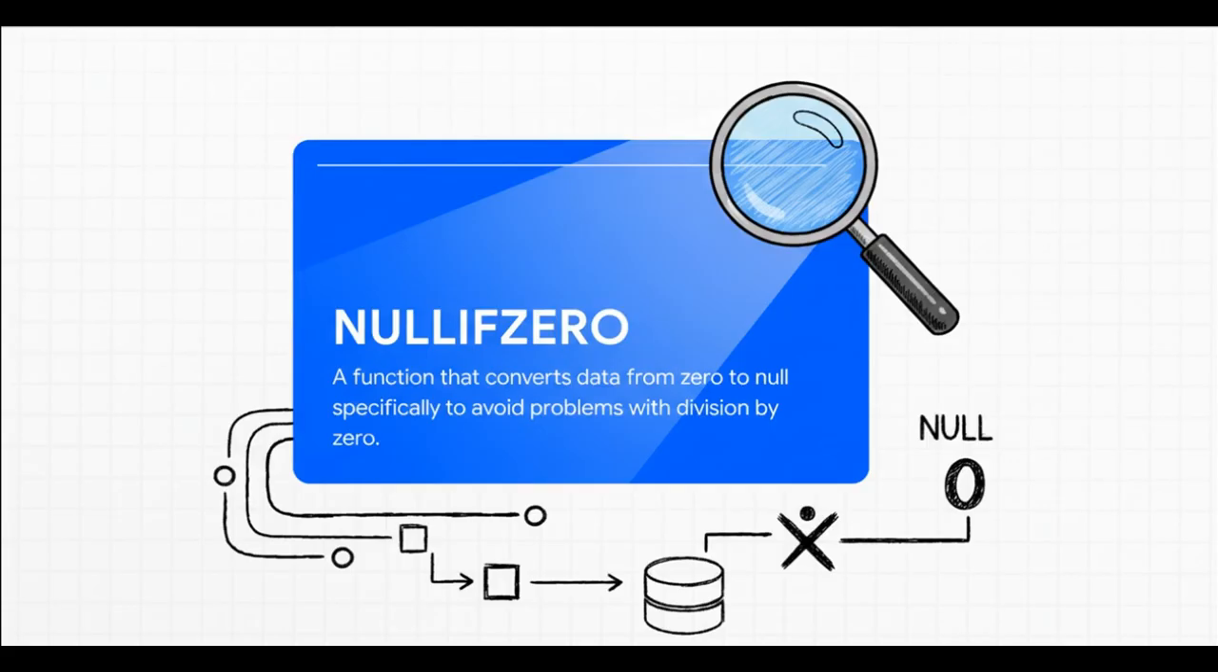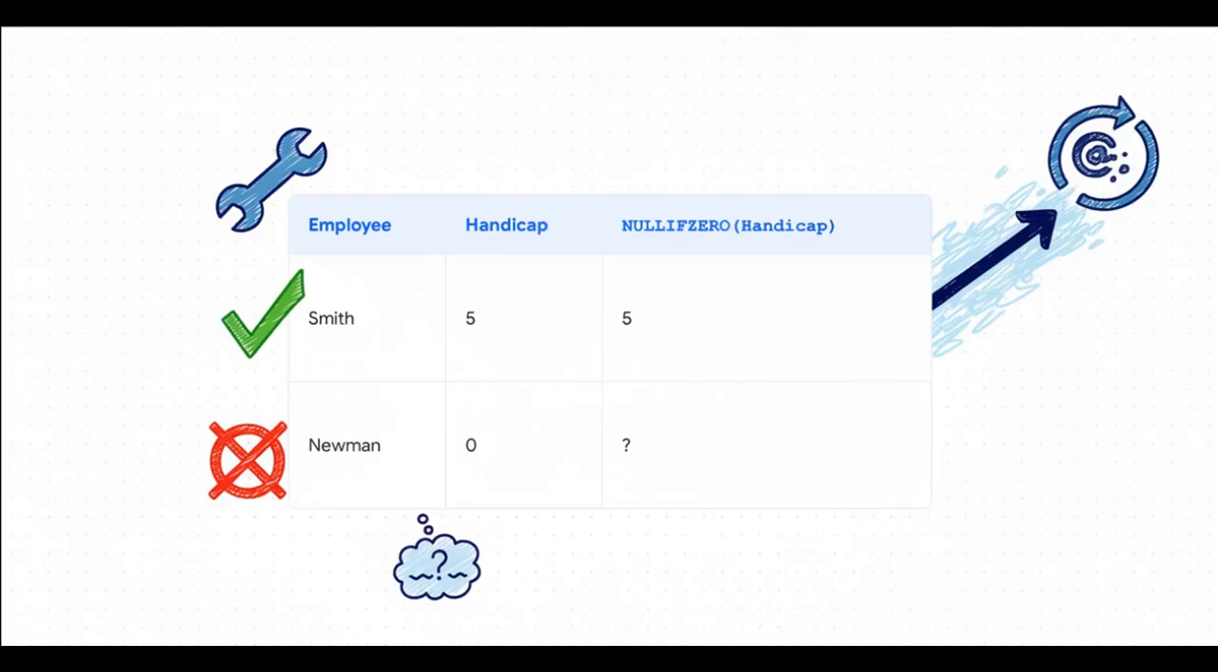Basically, before you do your division, you wrap the number you're dividing by in this function. And if that number happens to be a 0, the function just automatically swaps it out for a null. And here's exactly how it plays out. Look at this example here. Smith has a handicap of 5. Nullify 0 looks at it, sees it's not 0, and leaves it alone. No problem. But then we get to Newman, whose handicap is 0. The function steps in, sees that 0, and converts it to null, which is what that question mark represents. Now your calculation won't crash. It'll just result in null, safely telling you the answer is unknown.